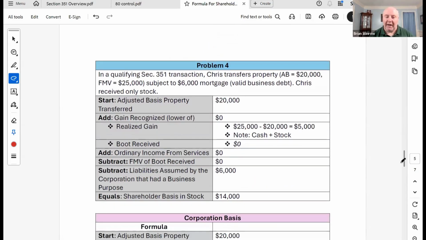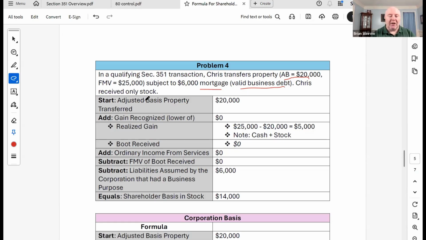Problem number 4. We have our 351 transaction. Chris transfers property with an adjusted basis of 20,000, fair market value of 25,000, subject to a $6,000 mortgage, and it's a valid business debt. So what's a valid business debt? Something like this. Something they took a mortgage out. The liability was used in a business capacity. So we treat that differently than if you took it out to go on a vacation or something like that, right? That's different. We treat that as boot, but we do not treat this $6,000 as boot, because it has a business purpose.